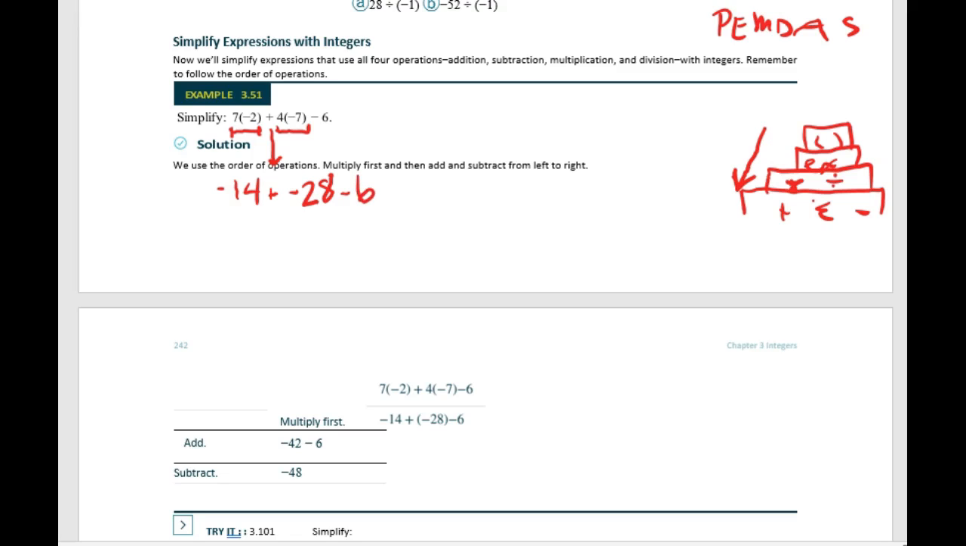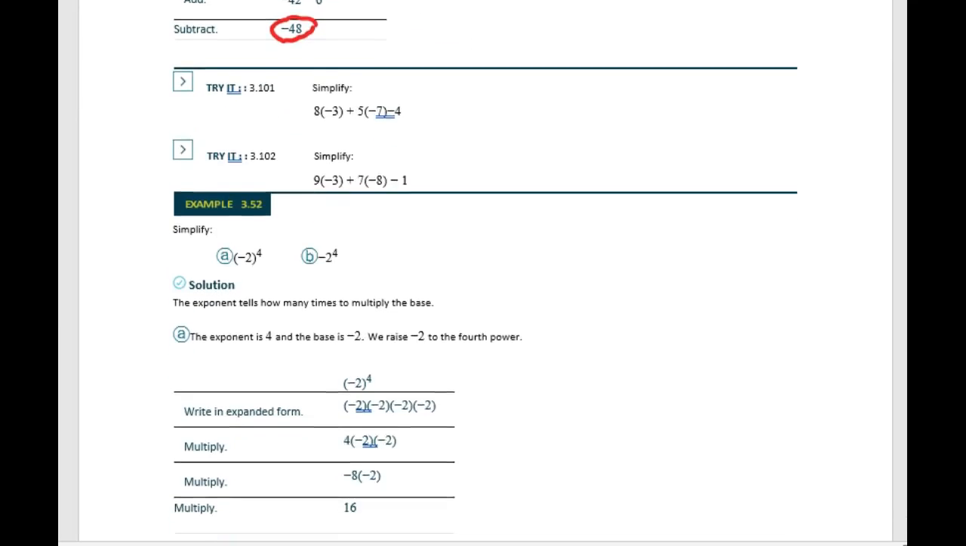Well, now that I've done all of the multiplication, I don't see any division, so now I can go ahead and simplify. So I have negative 14 plus a negative 28 minus 6, which you will see will give us a negative 48. Okay, so we just follow our order of operations when we do this, when we multiply and divide as well.